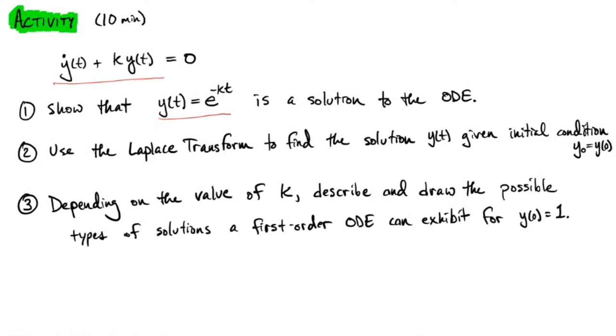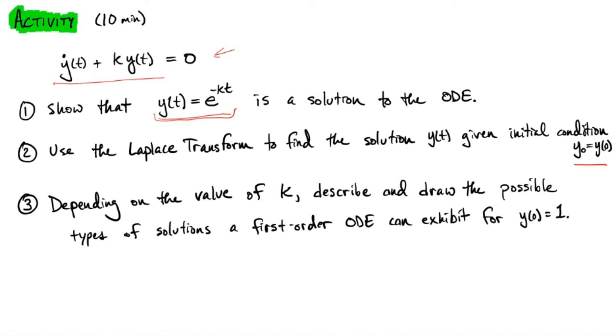So even though we already know the solution from the previous slide, we're going to show that this is indeed a solution to this differential equation. So that's your first step. That really is just about plugging in what y dot is and what y is and proving that that equals 0. The next thing is you're going to use Laplace transform to find the solution. So go through the whole process of finding the solution based on some initial condition, y of 0.